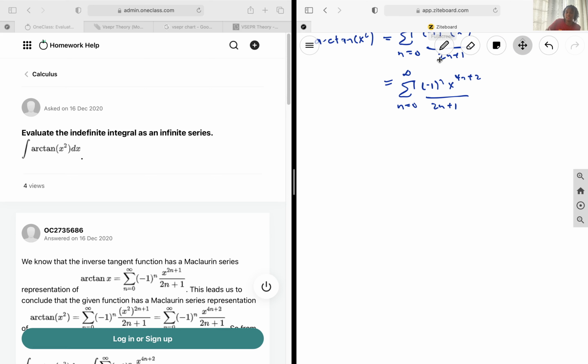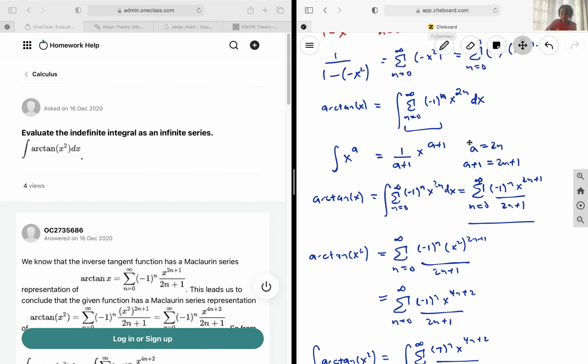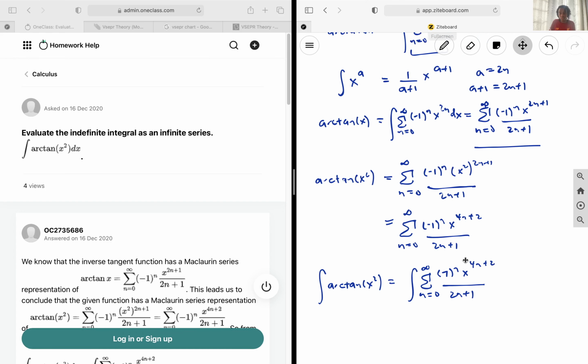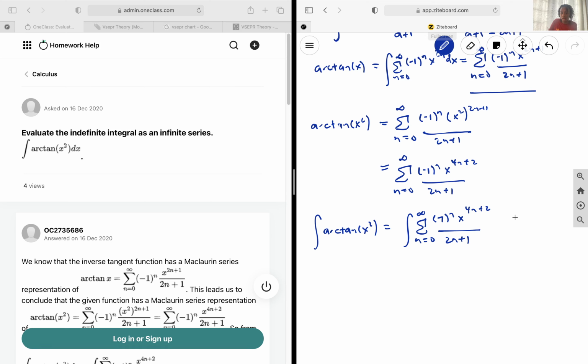Okay, so now we need to remember that the question is asking for the integral of arctan x squared. So let's go ahead and find that. And that is going to be the integral of what we have here. So from n is equal to 0 to infinity, negative 1 to the power of n, x to the power of 4n plus 2, all over 2n plus 1. So again, similar to how we did the one here, because x to the power of 4n plus 2 is the only term with x dependence, we're just going to use this same exponent rule when it comes to integrating. And so our a is going to be 4n plus 2, which means our a plus 1 is going to be 4n plus 2 plus 1, which is 4n plus 3.